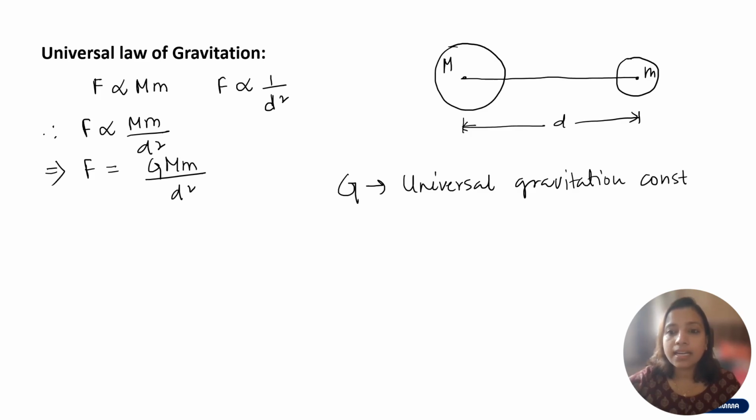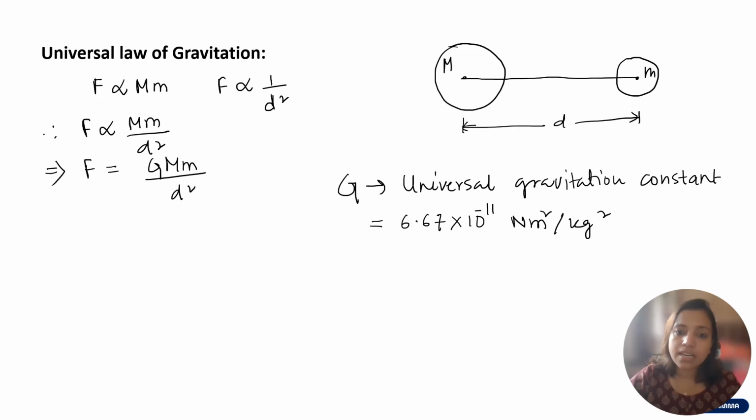The numerical value of this gravitational constant was given by a scientist called Henry Cavendish. He did the torsion balance experiment, and from that experiment he gave the value 6.67 into 10 to the power minus 11 Newton meter square per kg square. This value is constant; wherever you go, it remains constant. That's why we use the term universal gravitational constant.